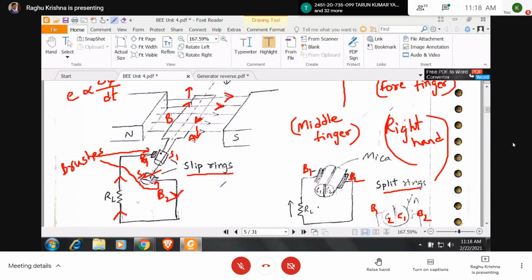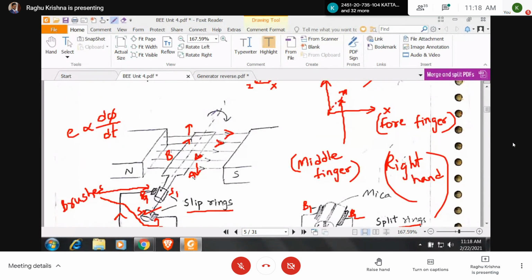In the last class, I explained the principle of a DC generator. Let us see these conductors A and B, which are two conductors that form a single turn. Let us consider that this coil is rotating in the clockwise direction.